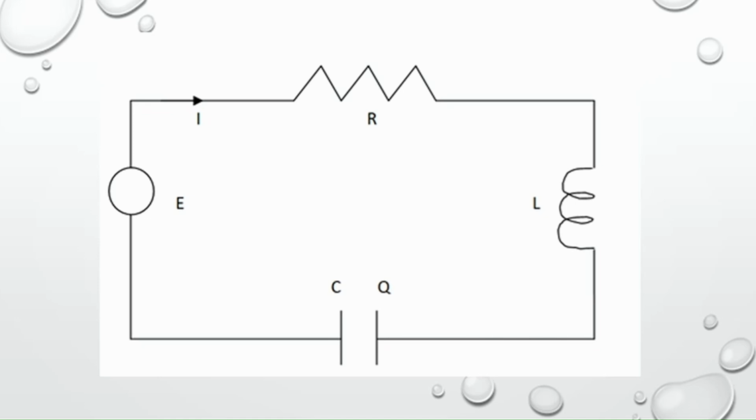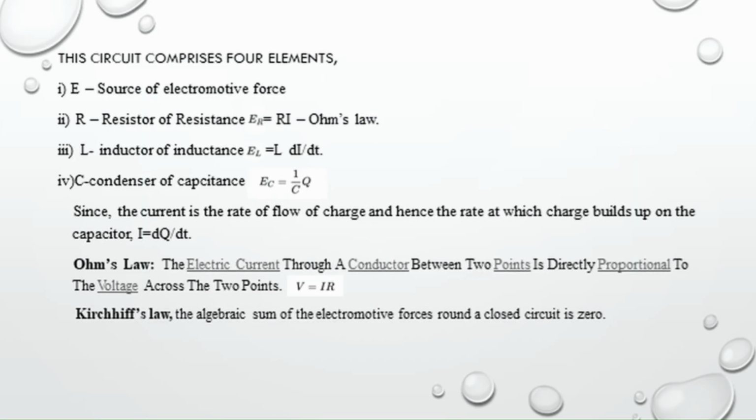Before diving into differential equations, let's recall some key electric concepts. See the circuit, it involves a resistor, an inductance L, and the circuit also contains a capacitor. This circuit consists of 4 elements. E is the source of electromotive force. Electromotive force is the energy per unit of electric charge that a power source like a battery or generator provides to a circuit. E may be a constant or a function of time depending on the nature of the source.